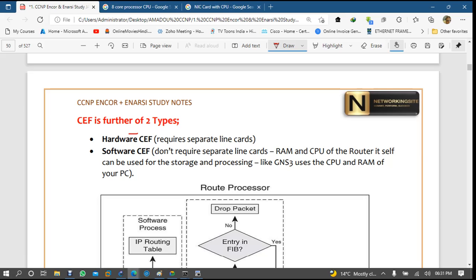So there are two types of CEF. One is hardware CEF, and the second one is software CEF. Hardware CEF needs a separate line card, like a separate interface card. But what we are using right now in our router is software CEF.